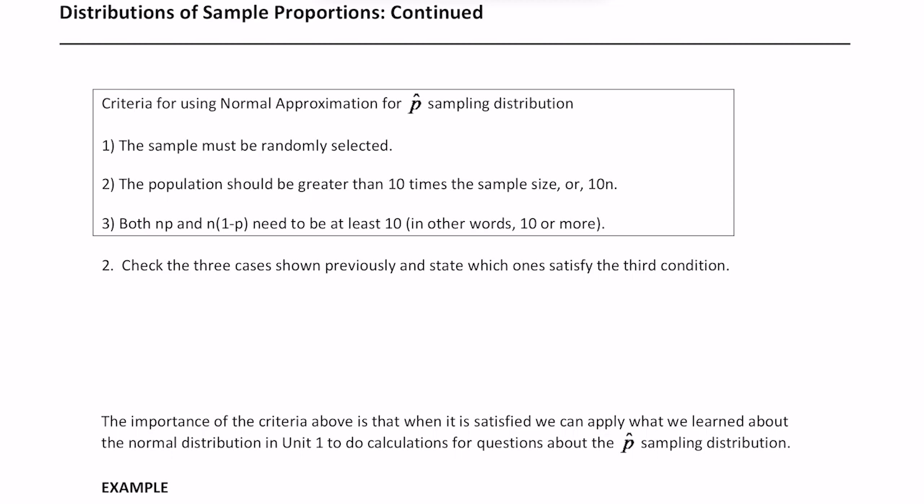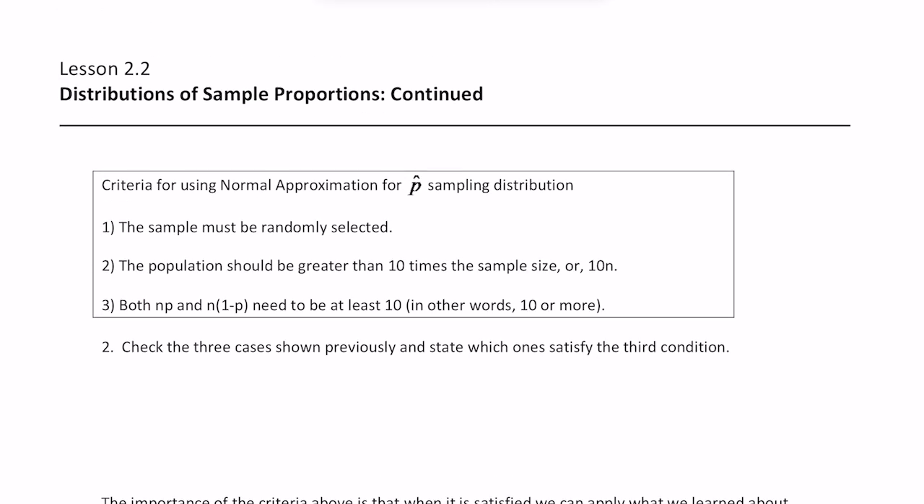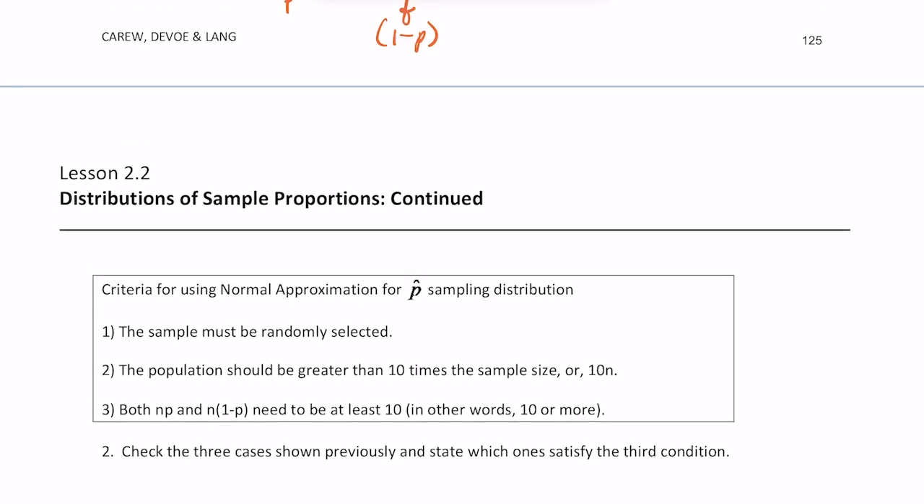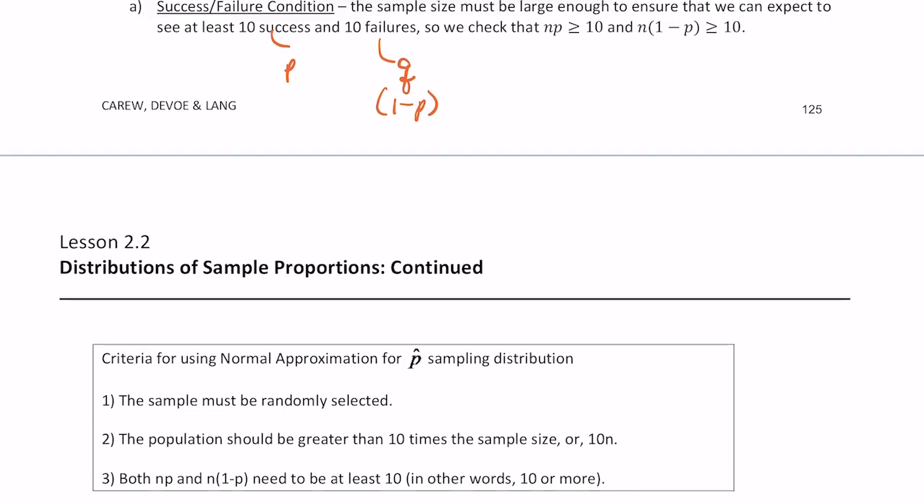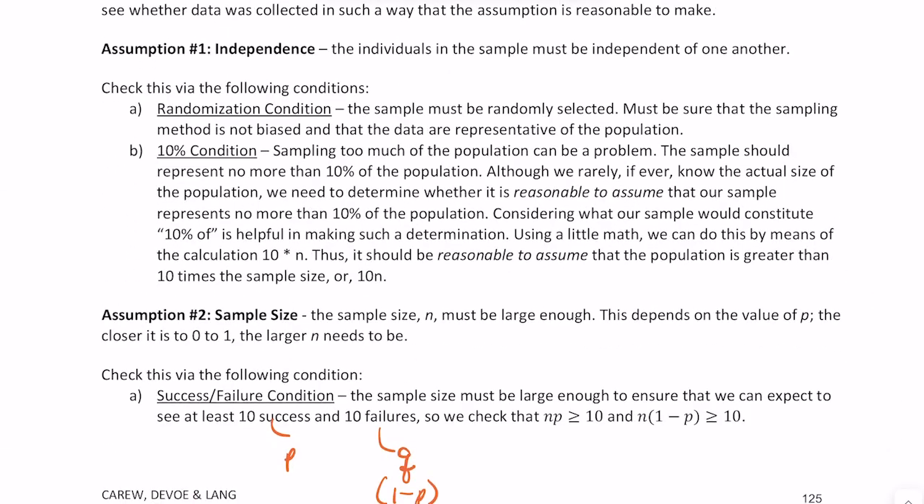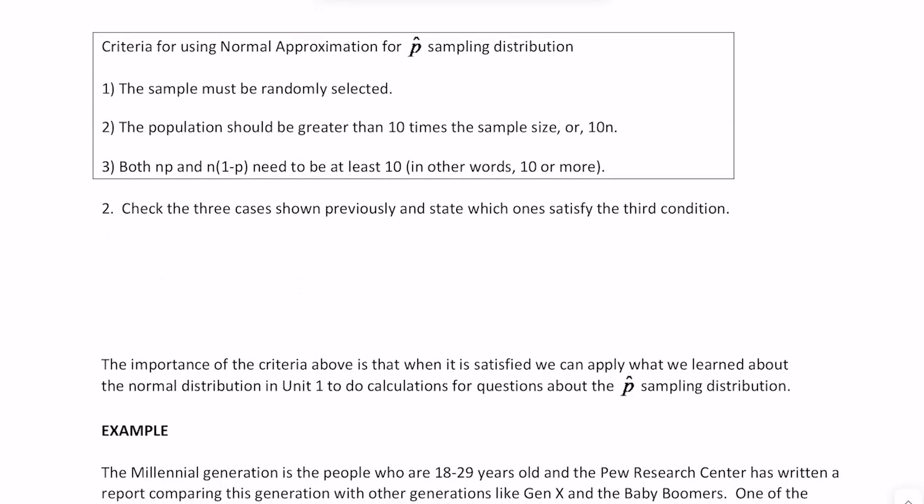So if we check the three cases shown previously, we're going to state which ones satisfy the third condition. If we check these three cases, okay, which ones would satisfy the third condition? And that would be assumption number 2, which is where we want to do the success-failure check. n times p has to be greater than or equal to 10, and n times 1 minus p has to be greater than or equal to 10.